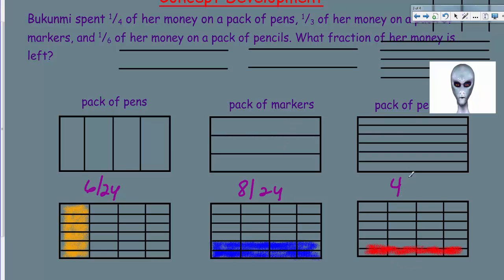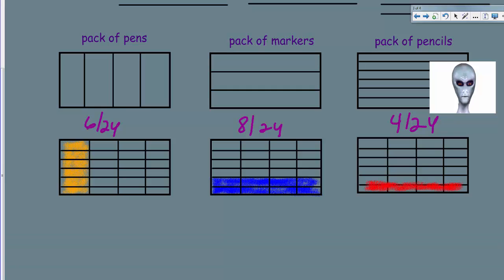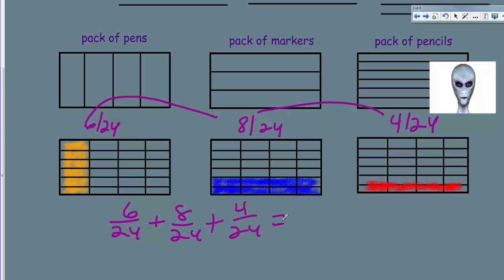And then here we have just 4 of 24 for our pack of pencils. And now we can go ahead and determine how much that is. Well, 6 plus 8 plus 4? Well, 12 plus 6 is 18. I'll put it out like this so you can see exactly what I'm doing. And then we have 4 over 24. And again, I said 12. I said 18 over 24.